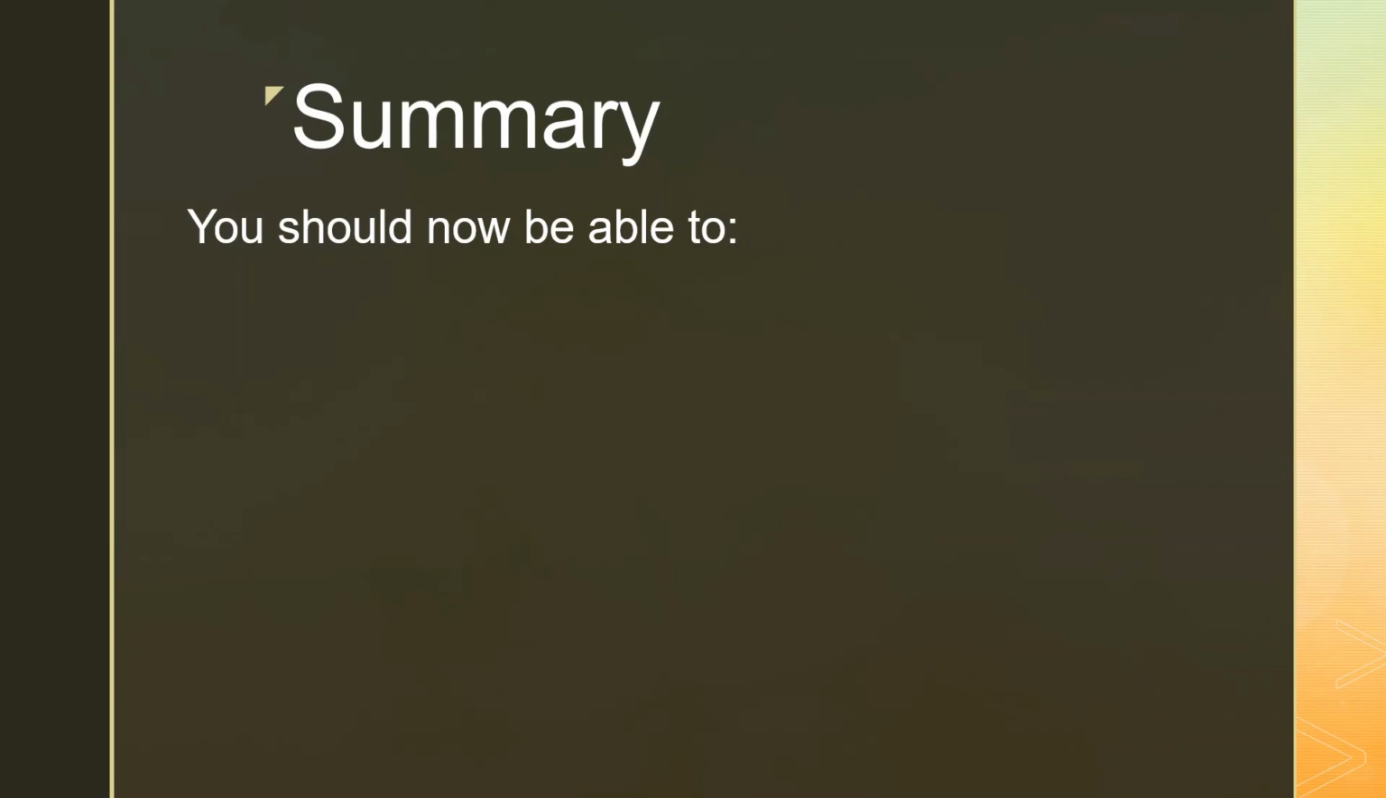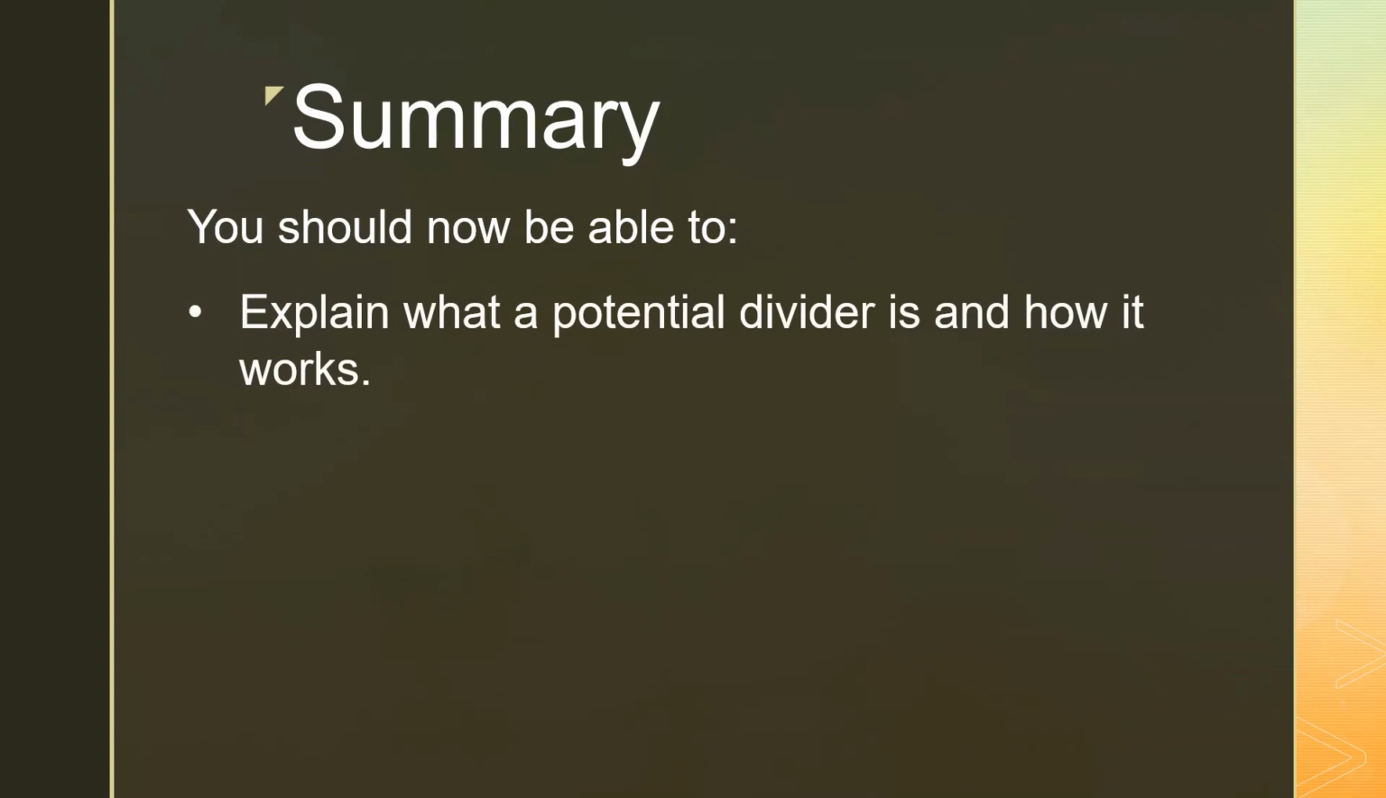Okay, so what should you now be able to do? I think after watching this lesson, you should be able to explain what a potential divider is and how it works. So we're talking about a device that divides the potential. I mean, its name describes it perfectly. We're dividing the EMF, or the potential difference, provided by a cell between two resistors, and by changing the resistance of one of them, whether it be a variable resistor or a potential divider, we can change the output PD of that potential divider.